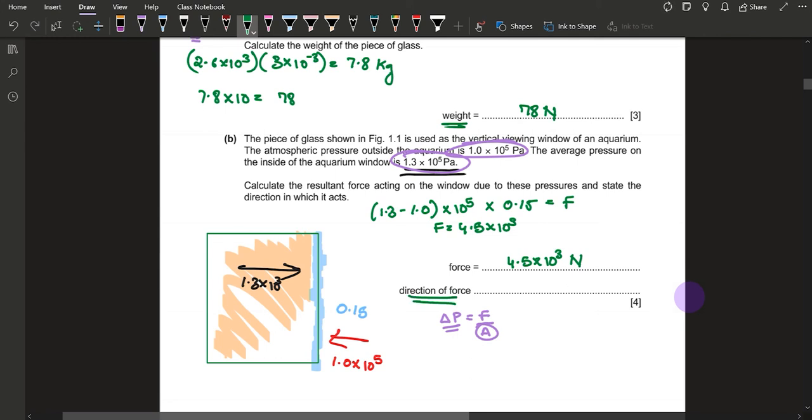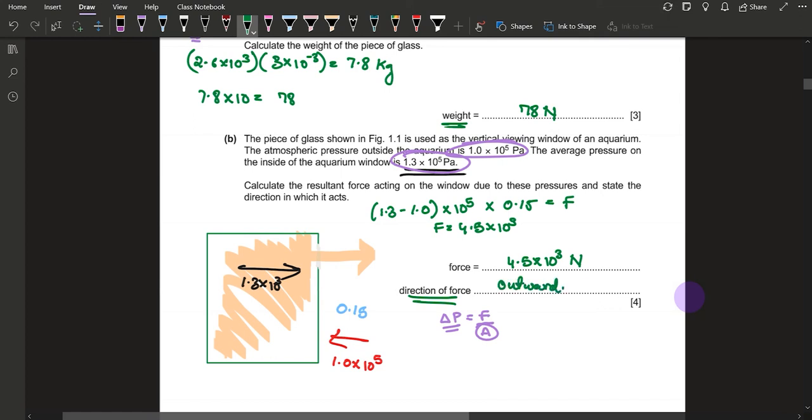Now, how we find the direction of the force is, we can just put a hole in the aquarium. If we have a hole in the aquarium, the water is going to burst out. The orange water is going to burst out. This is how we find the direction of the force. Because when there is a hole in the aquarium, the water goes out. So the force is outwards. That's why we have to write the answer as outwards.